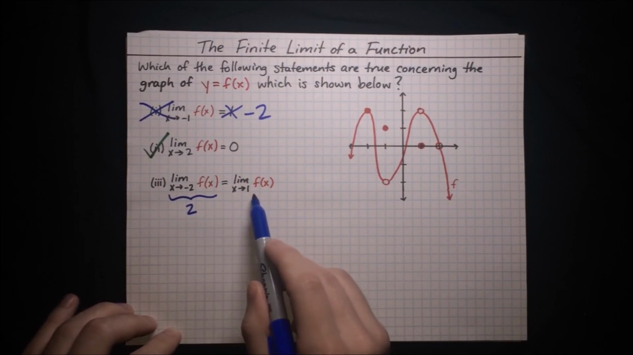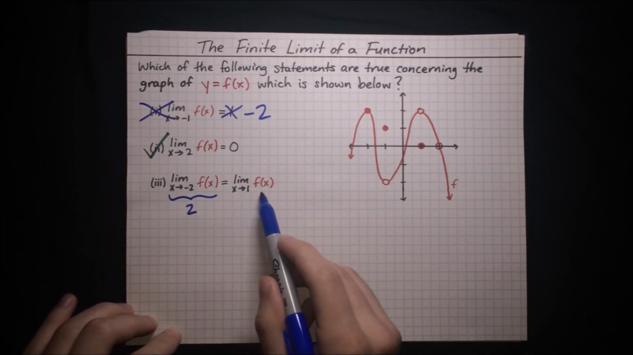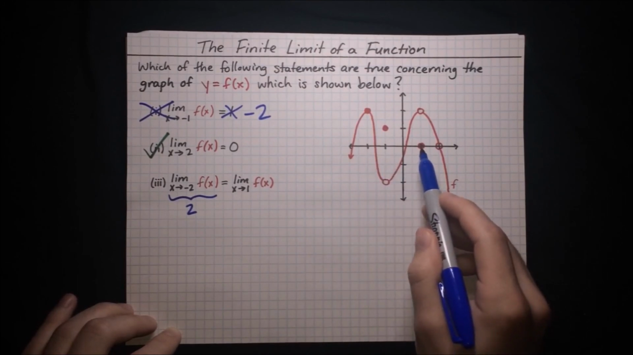And now let's go ahead and test the limit as x approaches 1 of f of x. So 1 over here, that's the x value for 1. And what is the y value that f is approaching? Well, the actual function value at x equals 1 is 0. But remember, we don't care about that. We only care about where the function looks like it's approaching.